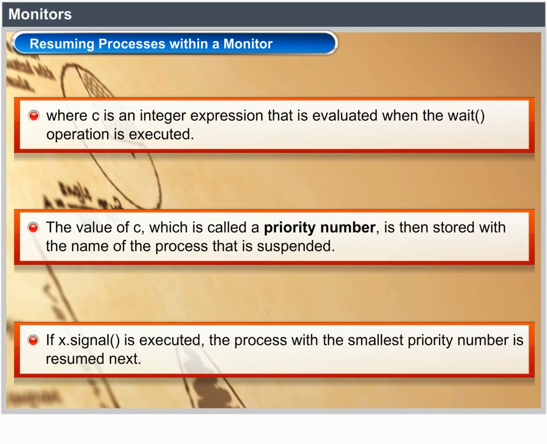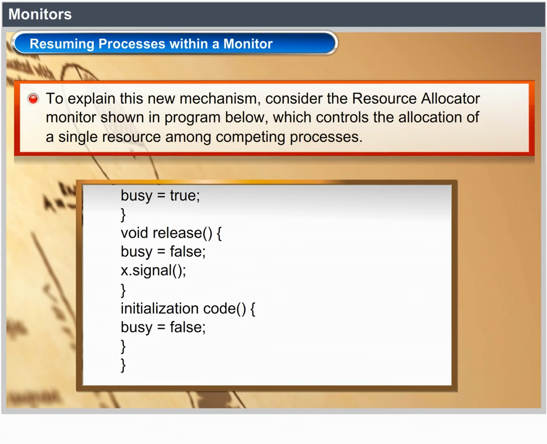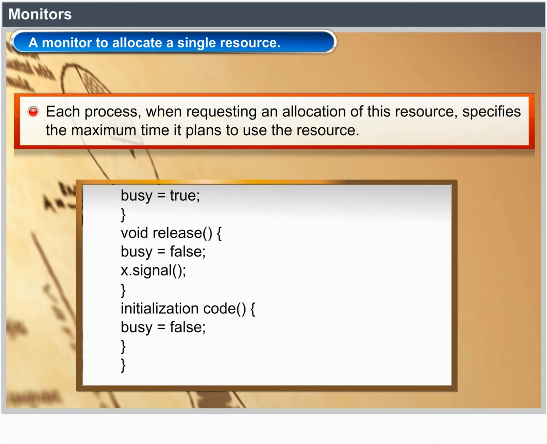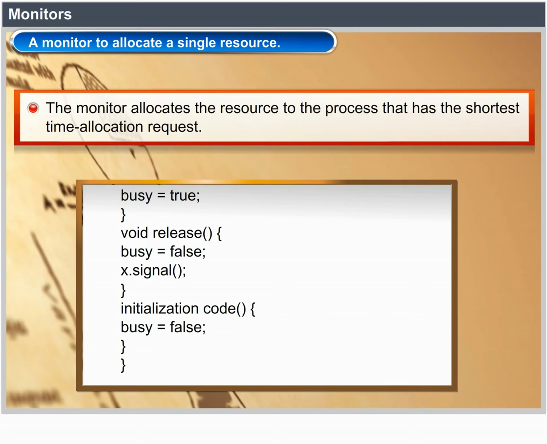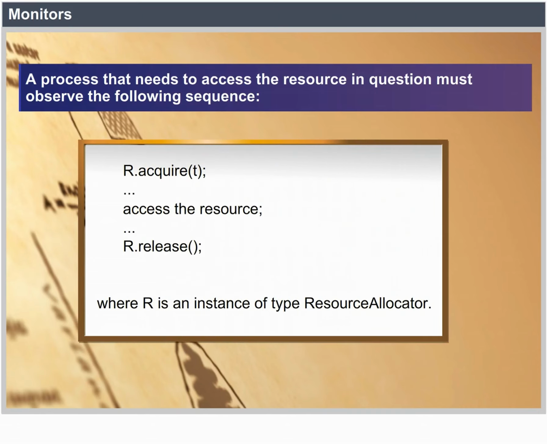To illustrate this new mechanism, consider the ResourceAllocator monitor shown in the program below, which controls the allocation of a single resource among competing processes. A monitor to allocate a single resource. Each process, when requesting an allocation of this resource, specifies the maximum time it plans to use the resource. The monitor allocates the resource to the process that has the shortest time-allocation request. A process that needs to access the resource in question must observe the following sequence, where R is an instance of the type ResourceAllocator.